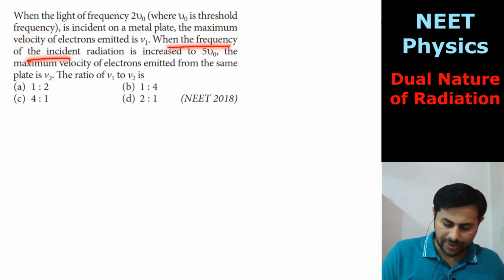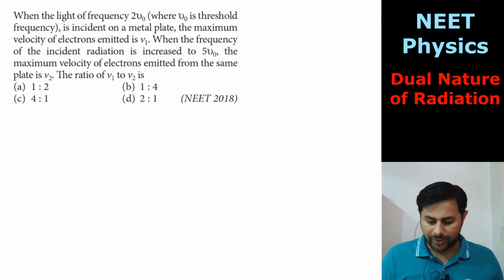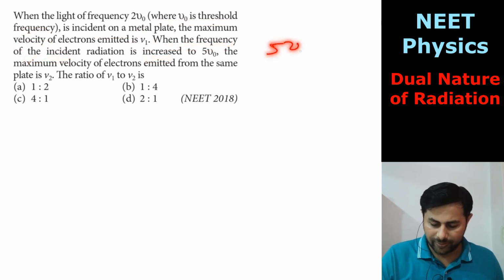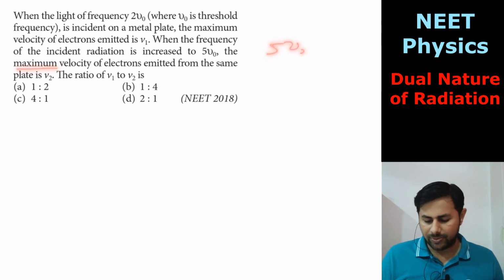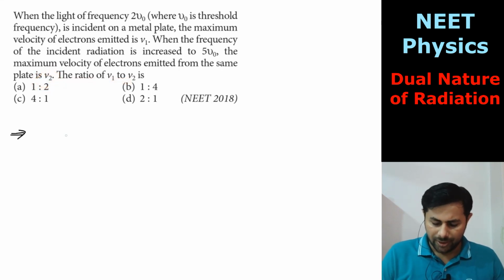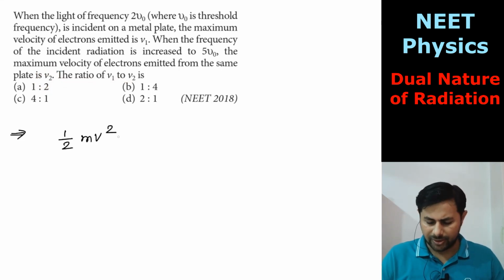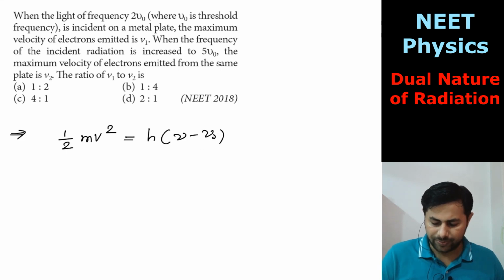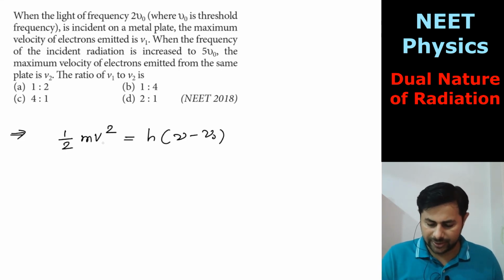When the frequency of incident radiation is increased to 5 nu naught, the maximum velocity of electrons emitted from the same plate is V2. The ratio of V1 to V2 is, this is a simple problem. You have half m V square, let's say just V in place of V max, equal to h into nu minus nu naught. Let's use this equation twice, that's it.